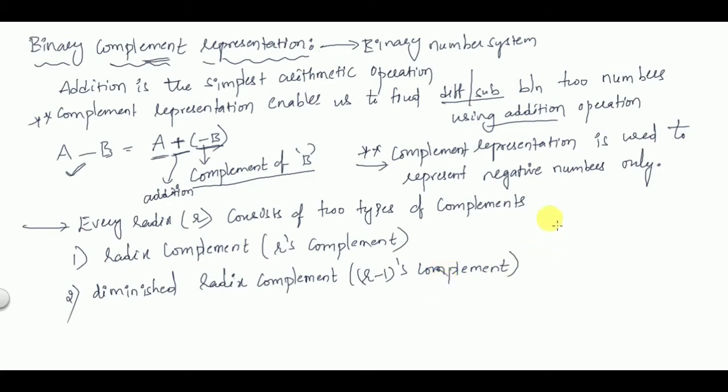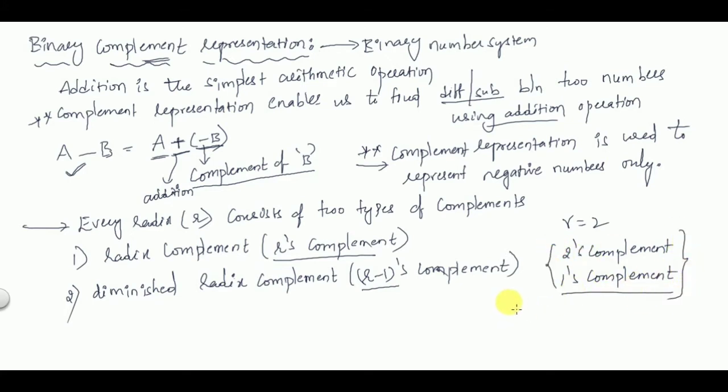Suppose you take the binary number system, the radix is 2, right? R is equal to 2, so it will have 2's complement, yes or no? R's complement means 2's complement, and R minus 1's complement means 1's complement. We have 1's complement and 2's complement. This is for the binary number system.